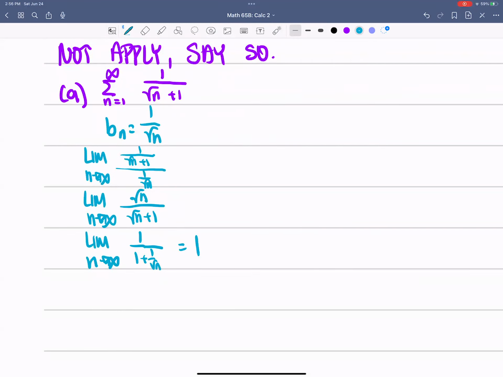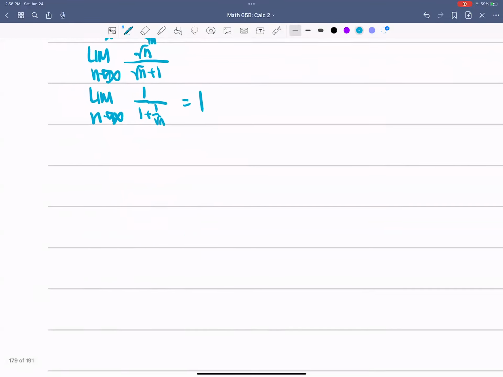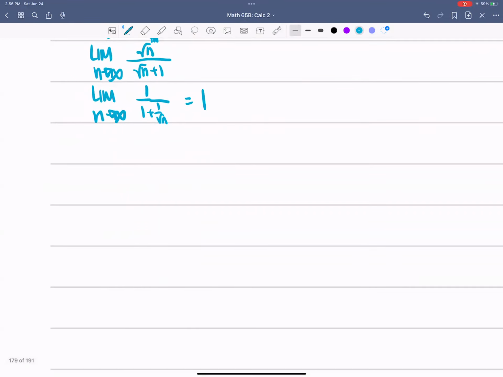And since this is not equal to 0, then we know that both a sub n and b sub n either converge or diverge. So either both of them converge or both of them diverge.